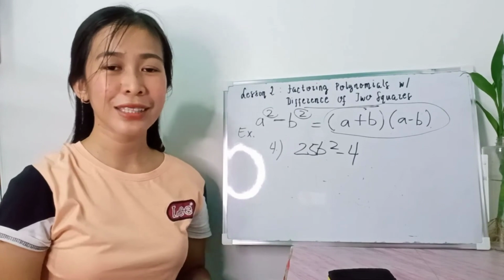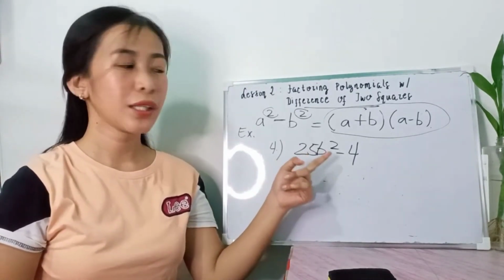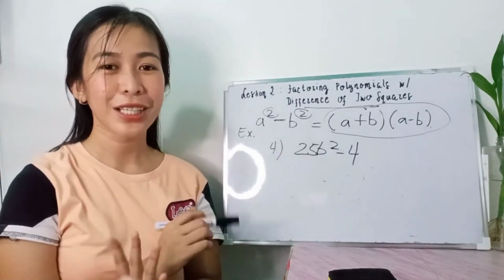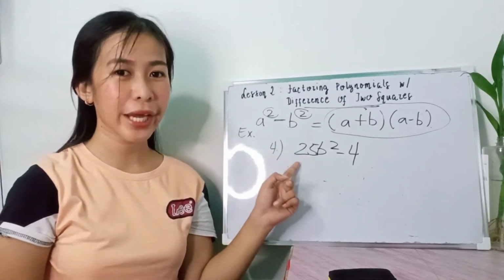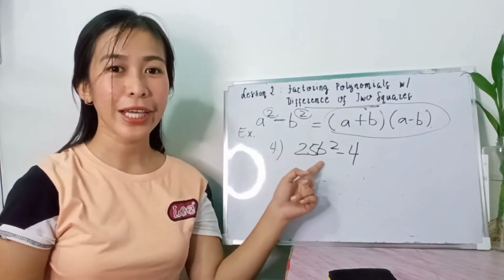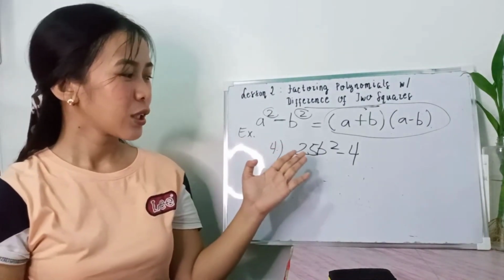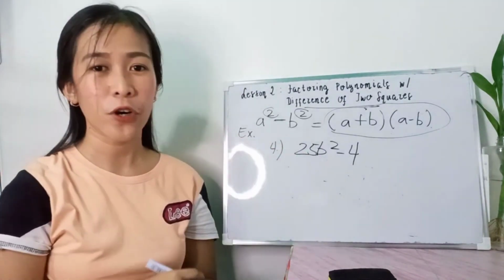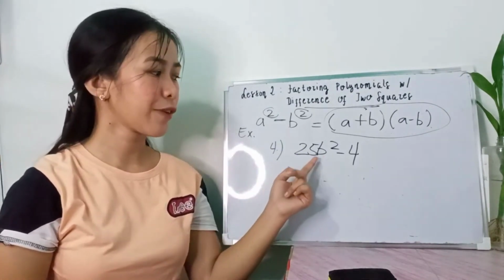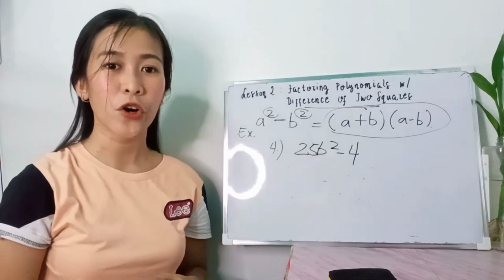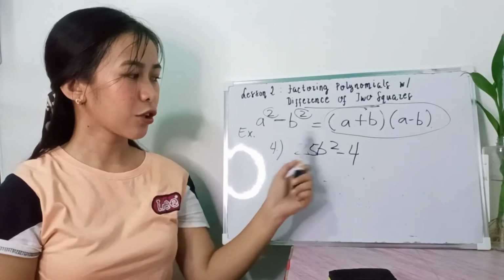Okay, so down to the last example. So we have here 25b squared minus 4. Okay, so wag kayo malito dito, no? Dinagdagan lang naman natin ng numerical coefficient itong ating variable, okay? Kasi nalulungkot naman siya mag-isa. Char. So we have here 25b squared minus 4. Again, i-check nyo muna kung perfect square ba. Yes, they were all perfect squares. Si 25, si b, tsaka si 4. And then right after that, kunin lang natin yung square root nitong mga to.